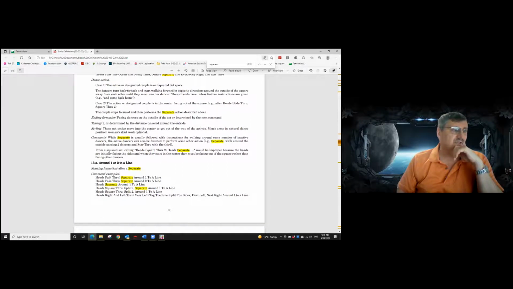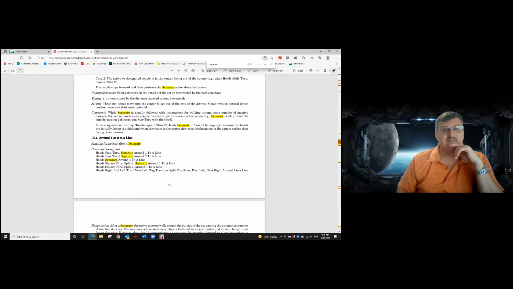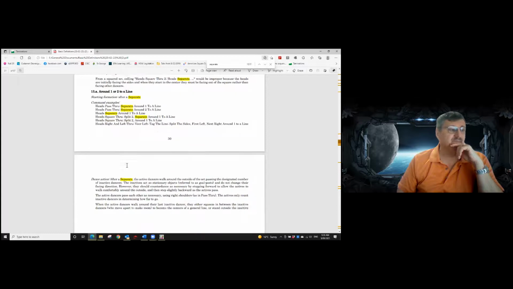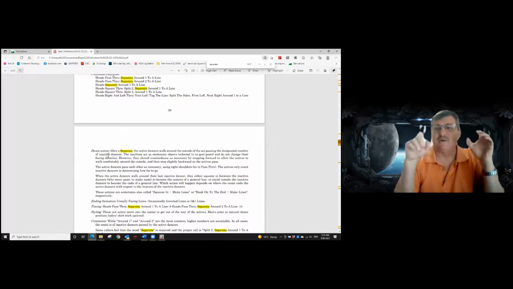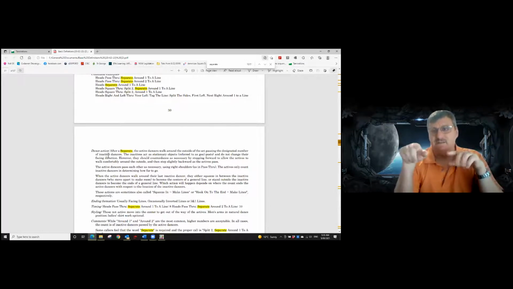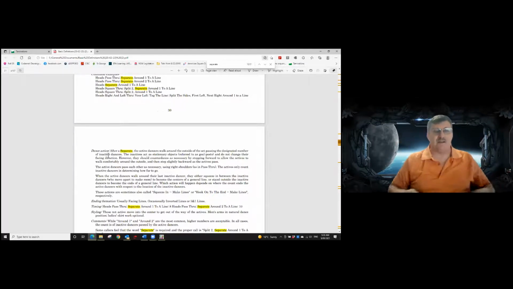In case 2, this is what we have, is directional prompts. Separate around 1 to a line. Heads separate around 2 to a line. Sometimes you can do around 3. Whatever direction you give is what the dancers do. And that could be separate around 1, come into the middle. Separate around 1 to a line. Separate, go around 2, hook on the end, make a line. Separate around 2, come into the middle and do something. That's the directional prompt, and that's where your timings are.